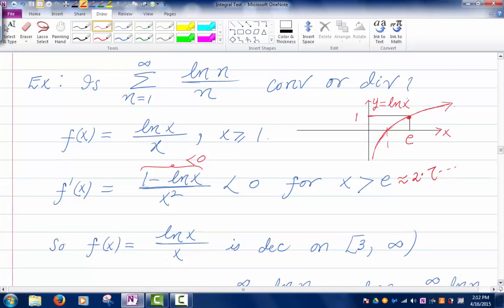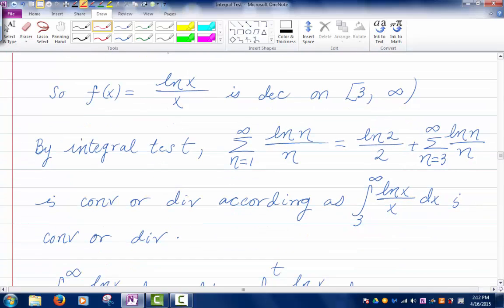So let me just say then that the function f is decreasing on 3 to infinity. It's actually decreasing from e to infinity, but 3 is bigger than e, so I can say it's decreasing from 3 to infinity. I didn't have to say that, but I'm just telling you that I can start at an integer bigger than e. So by the integral test, then what do I know? By the integral test, my given series was what? My given series is the sum from n equals 1 to infinity of ln of n over n, right?